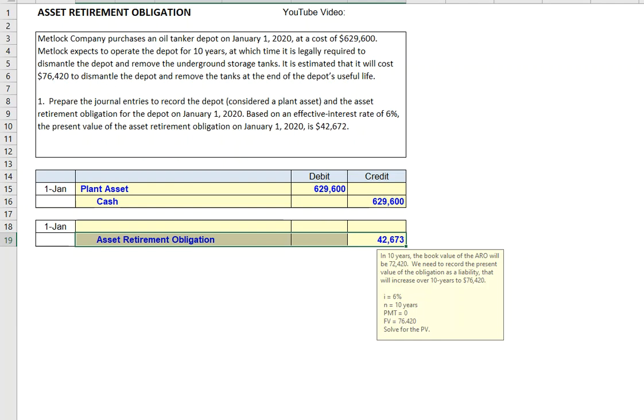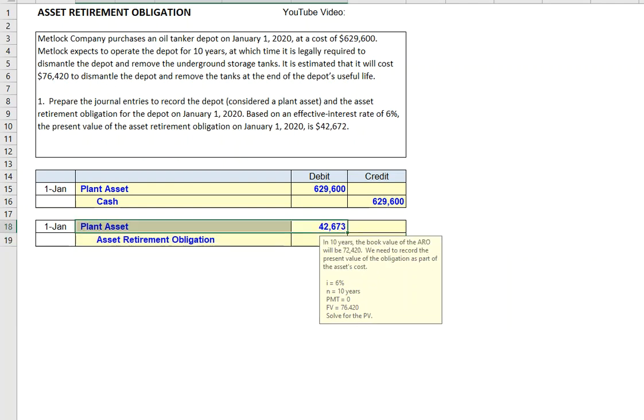And of course, we debit the plant asset. We don't record that as a separate asset because it's nothing that we can sell or dispose of separately. It is part of the original plant asset.